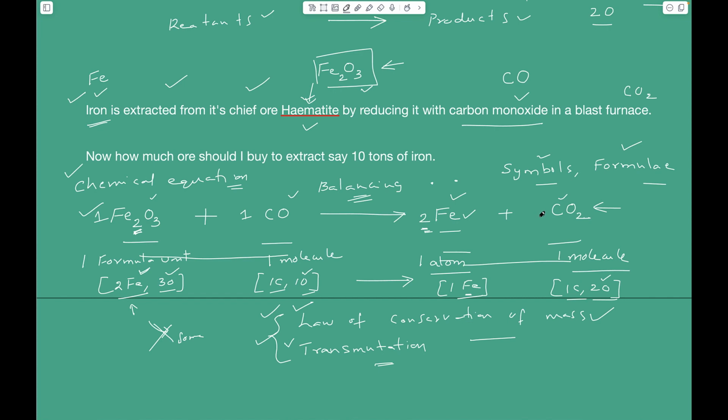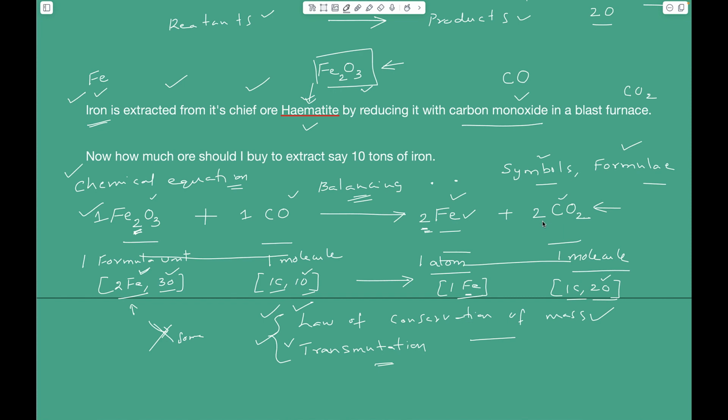Now what should I put here? To equate the number of oxygen atoms, I can put a 2 here. Then oxygen atoms are good, 4 on each side. But now I have 2 carbon atoms here.